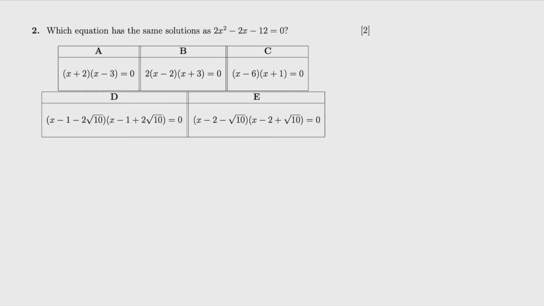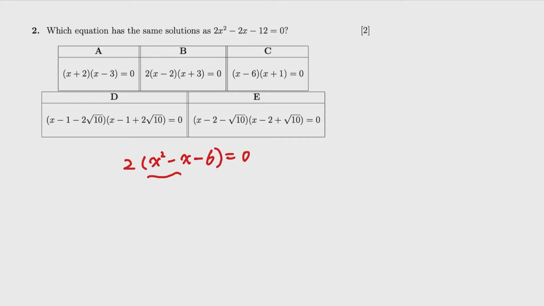Question 2. Which equation has the same solutions as a given quadratic? So if we look at those options, we can see that all of them have been factorized. So we are going to do the same to the given quadratic. So first of all, let's factor a 2 out. So we will have 2 lots of x squared minus x minus 6 equals to 0.